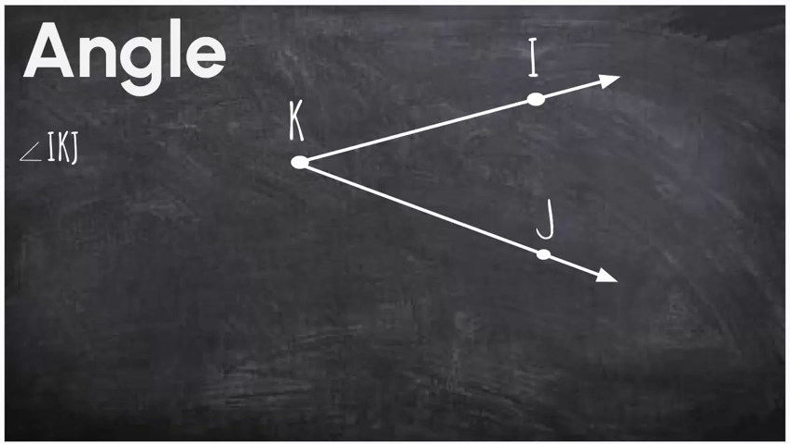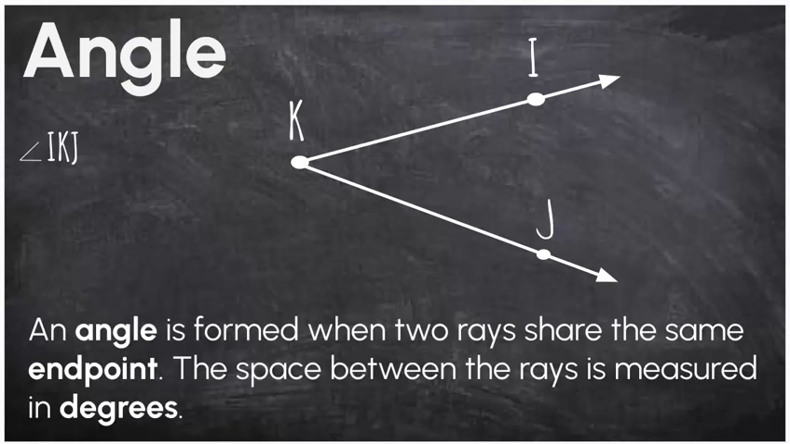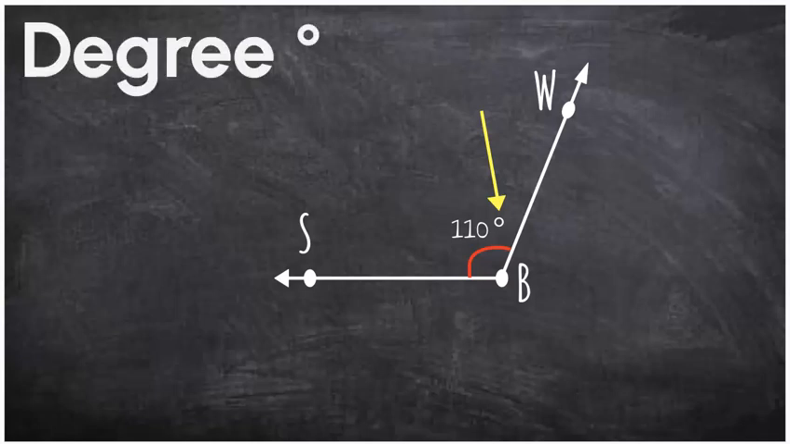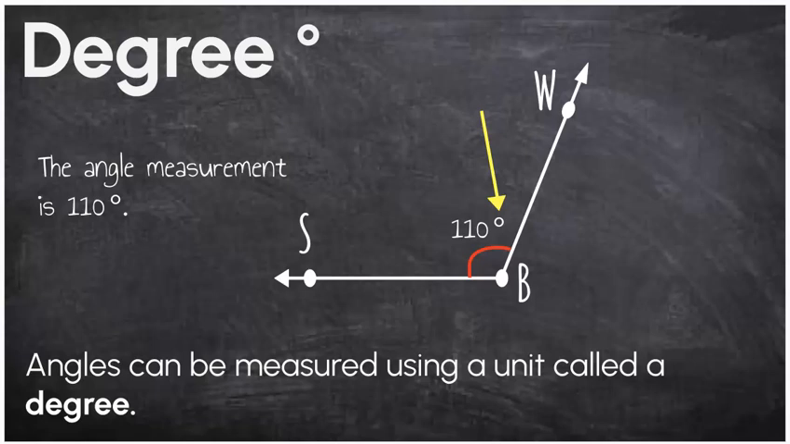Angle. What is an angle? An angle is formed when 2 rays share the same endpoint. The space between the rays is measured in degrees. That is a degree. What's a degree used for? Angles can be measured using a unit called a degree. The angle measurement of this angle would be 110 degrees.